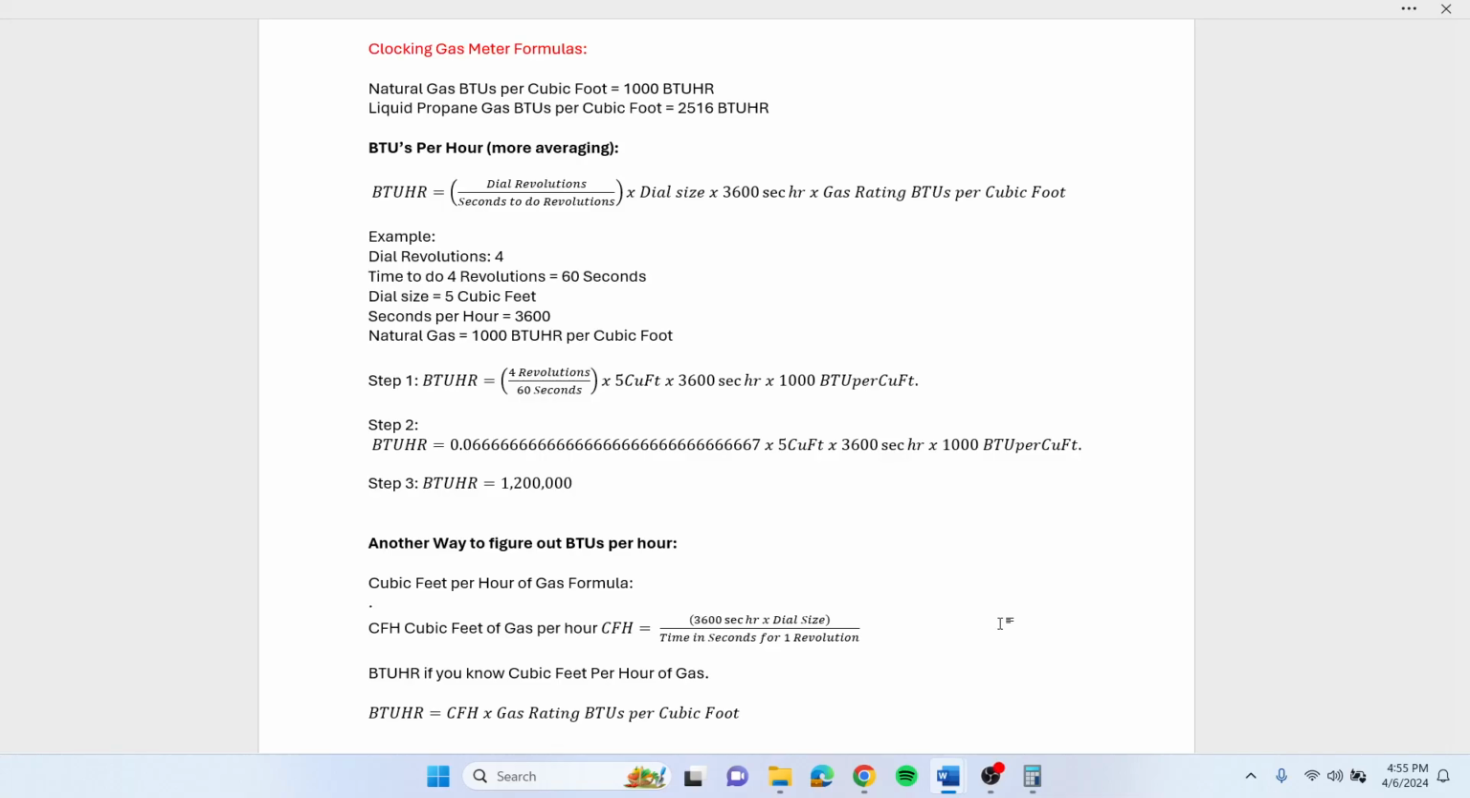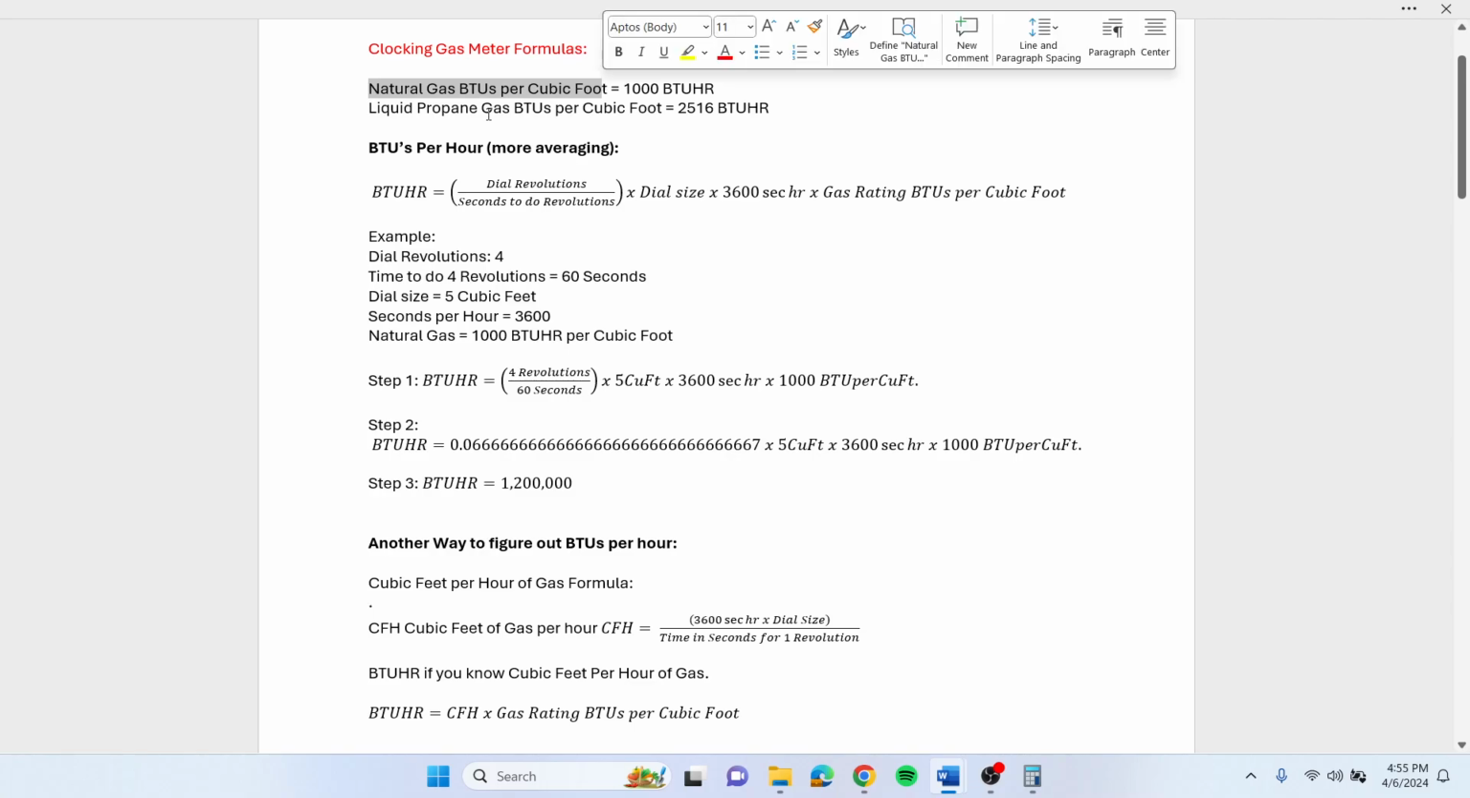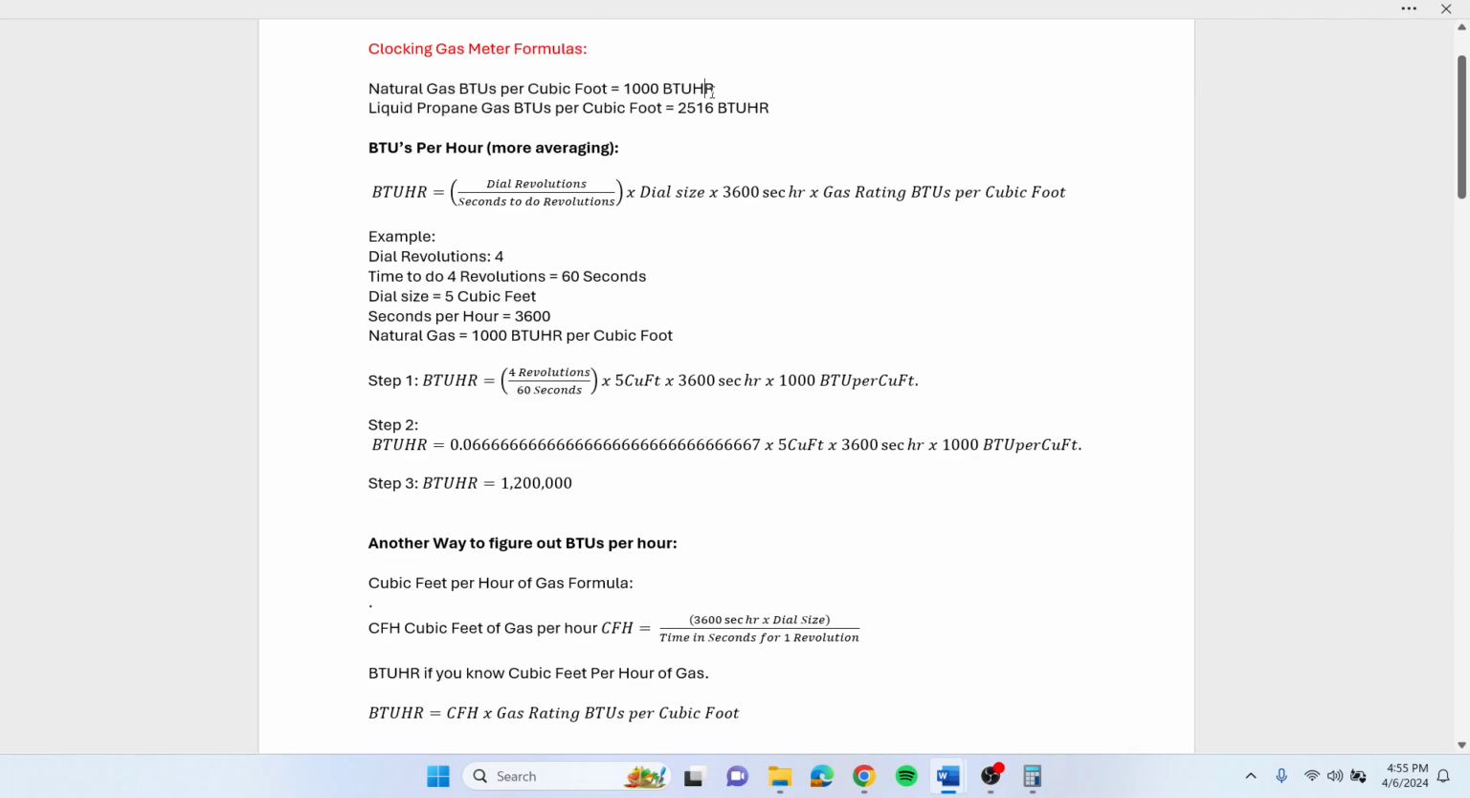If you have a boiler or a furnace, you can clock a gas meter to see how many BTUs that appliance is actually using. It's the same formula either way. One thing you need to know is, are you using natural gas or liquid propane? Natural gas is figured at 1,000 BTUs an hour per cubic foot of gas, and liquid propane is 2516 BTUs an hour. I like this formula the best because it allows you to figure in an average. I'll show you that in a minute.